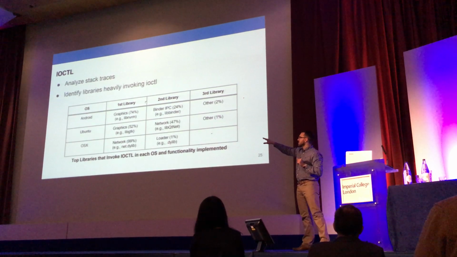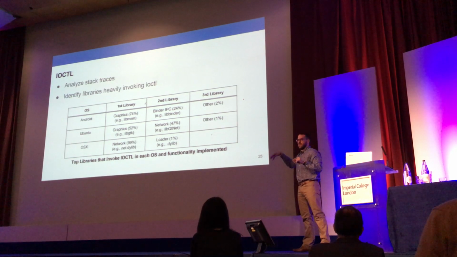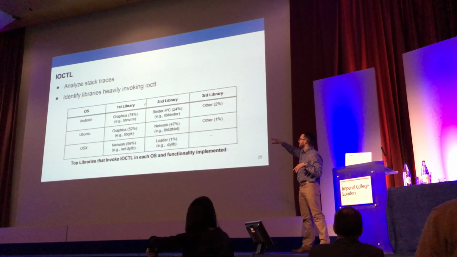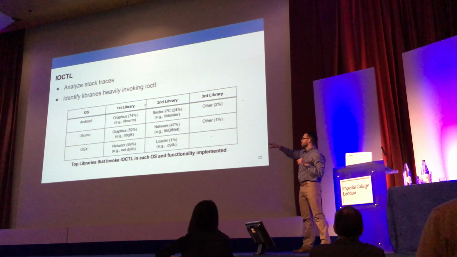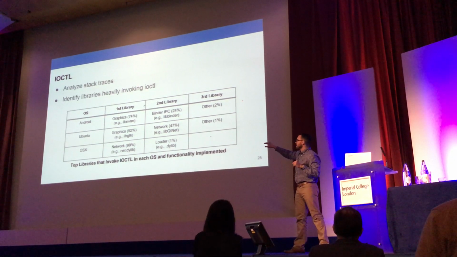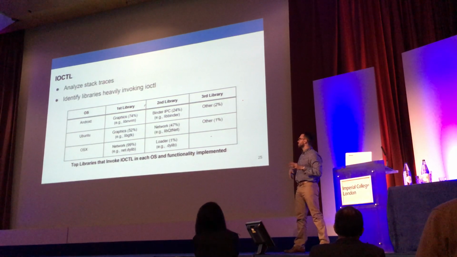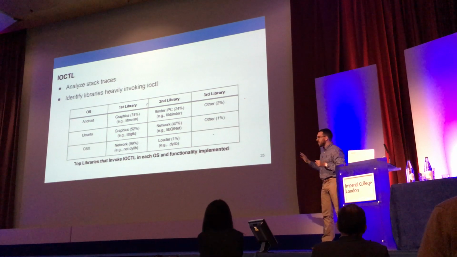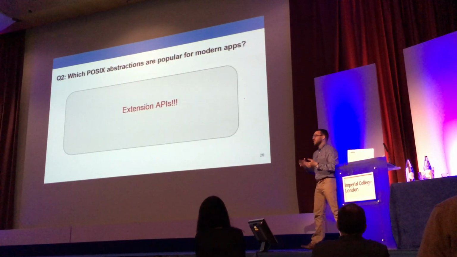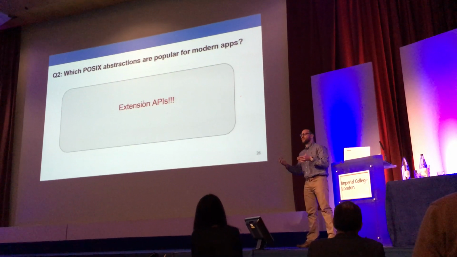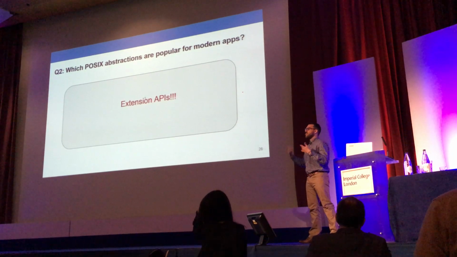You can see that IOCTL in Android is used heavily for graphics and binder IPC, which, as our previous speaker said, is a traditional and core IPC primitive in Android. You can see that in Ubuntu, IOCTL is used for graphics and network operations, and that in OSX it is used for some network operations, and basically that's it. Therefore, to the question of which POSIX abstractions are popular for modern applications, the obvious answer is extension APIs.